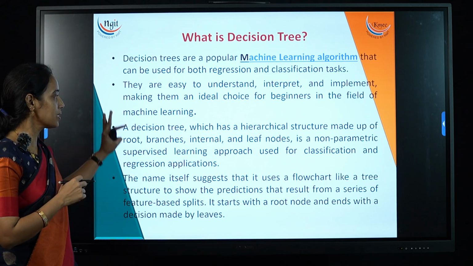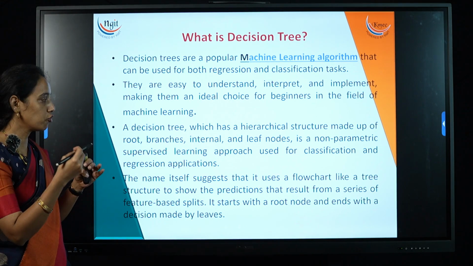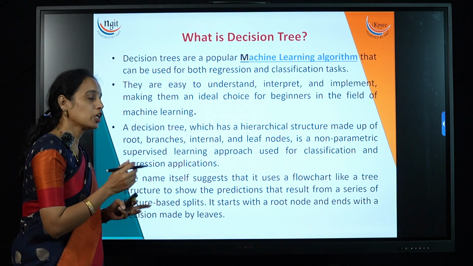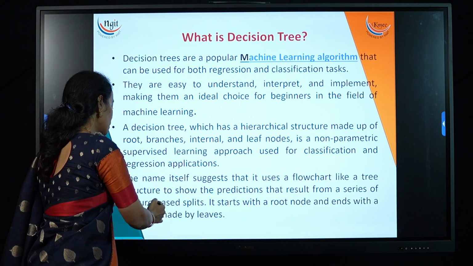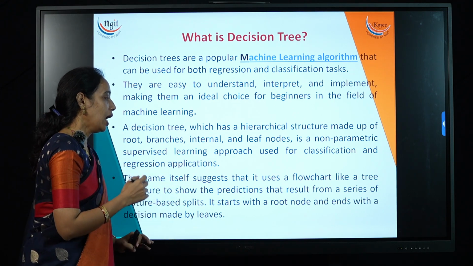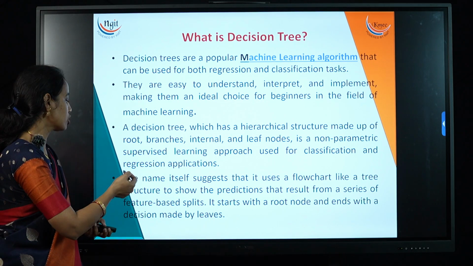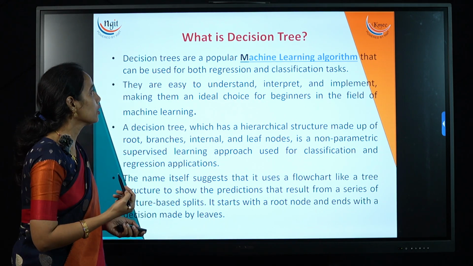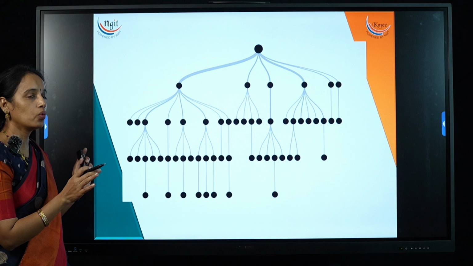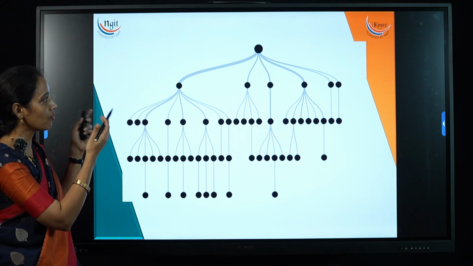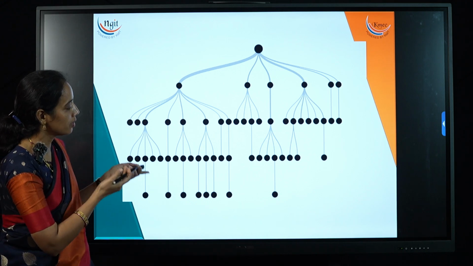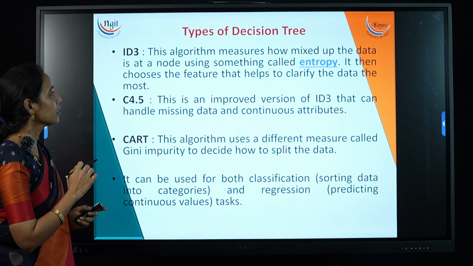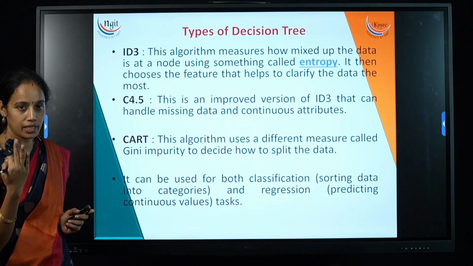As the name suggests, it uses a flow-like tree structure to show the predictions that result from a series of feature-based splits. It starts with a root node and ends with a decision made by the leaves. This is how a decision tree looks, where we have a root node, sub nodes and the leaf nodes. Generally we have three types of decision tree.